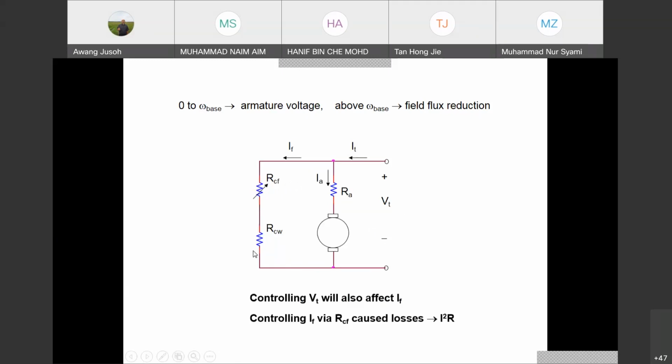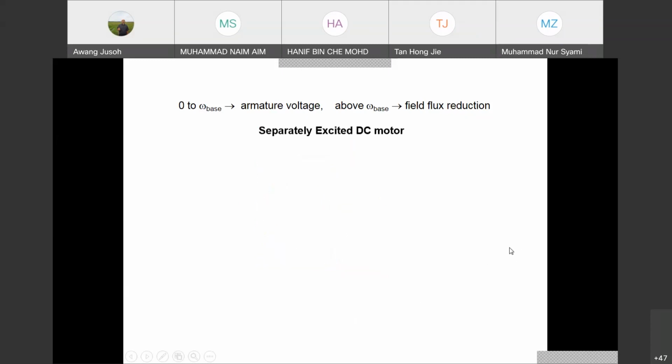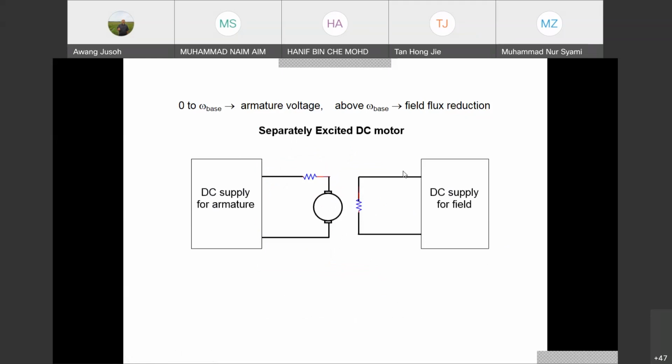So how do we solve the problem of this RCF now? We see the shunt motor can be used, but it has some problems due to the field current being impacted by the change of V terminal, and also losses in the RCF. All right, now we come to the solution. We can use the separately excited DC motor. I think you are familiar with the separately excited DC generator from before. Similar structure, but here we have this motor.